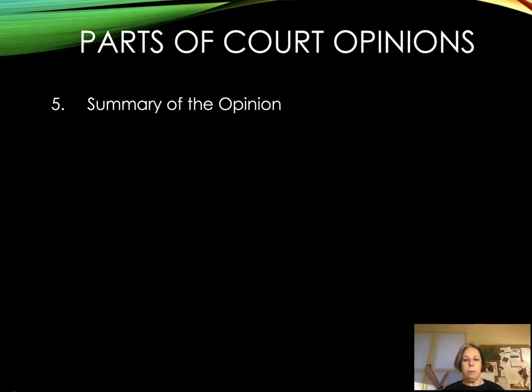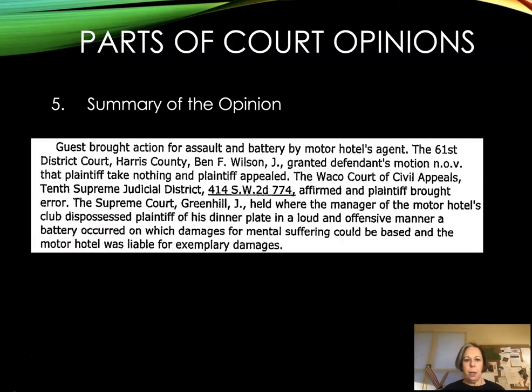Summaries of opinions are written by the authors of the reporter, not the court deciding the case. Never, ever, ever cite them. Never, ever just read a summary and assume that you know what the case is about. You're not likely to find summaries in your casebook, which is part of why we're doing this, so that you see what a full legal opinion looks like. But sometimes you do see them. And this is what they look like.